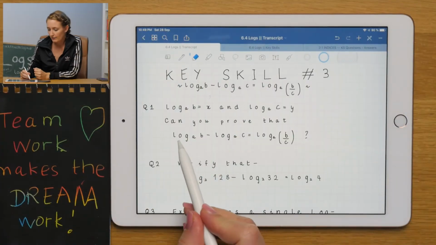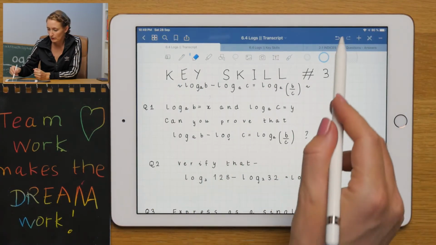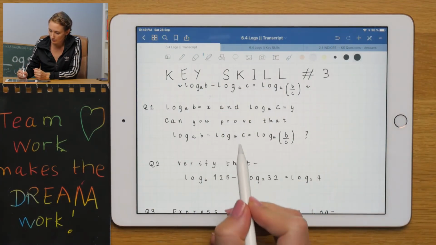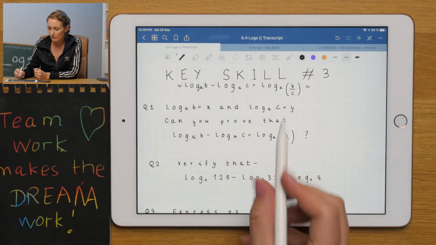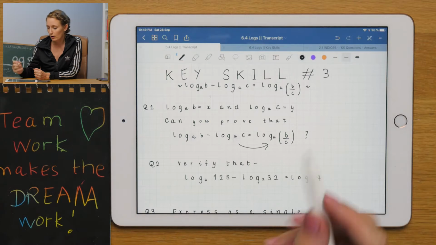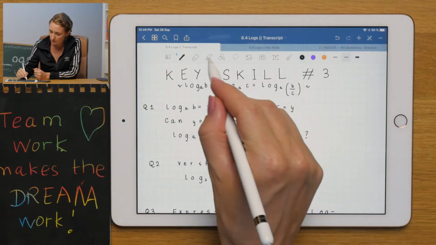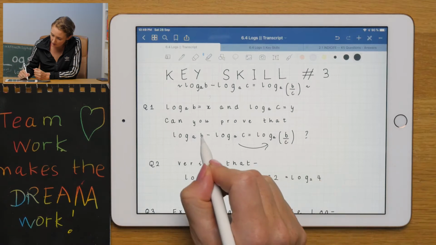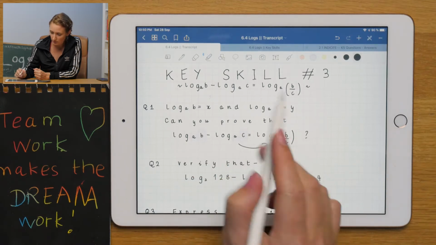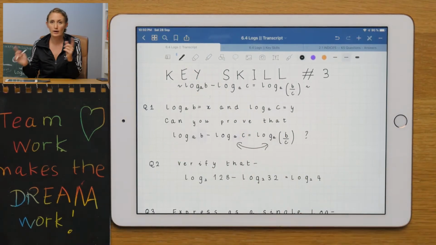Key skill, hashtag 3. Key skill 3 states that if we have two logs with the same base, don't delete them. So these guys are the same, and there's a minus in between them. We can convert that into one log, same base. The base is not changed, you see? Here, A, and we can divide whatever this one was divided by this one. So we can go either way, depending on what the question states.